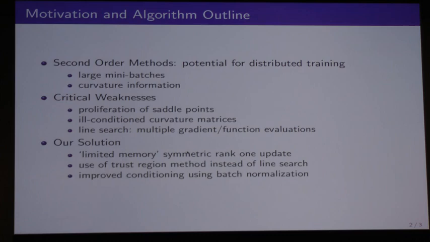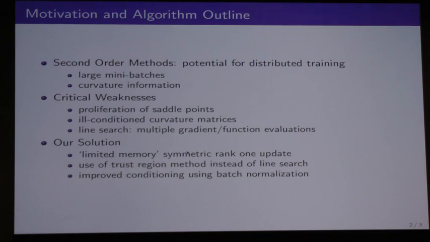Second order methods, in particular quasi-Newton methods, were attractive to us for a couple of reasons at least. One was that due to their use of curvature information, they could get to an optimal solution in fewer steps. And secondly, using a large mini-batch size with a quasi-Newton method could give us lower variance estimates of the curvature matrices using the gradient estimates.